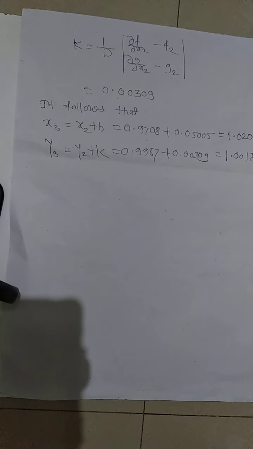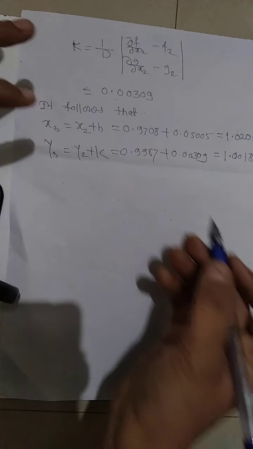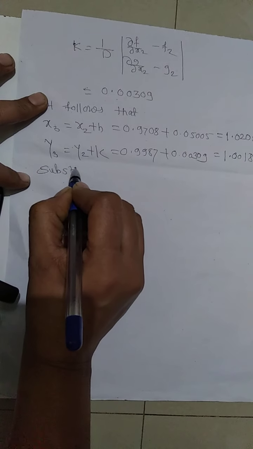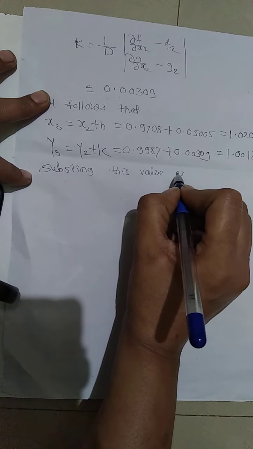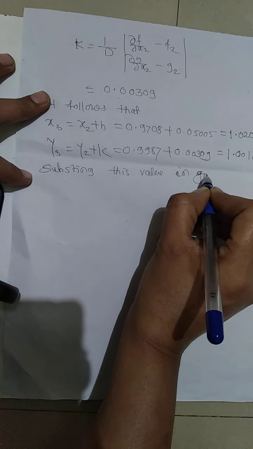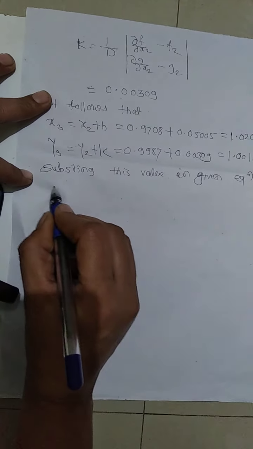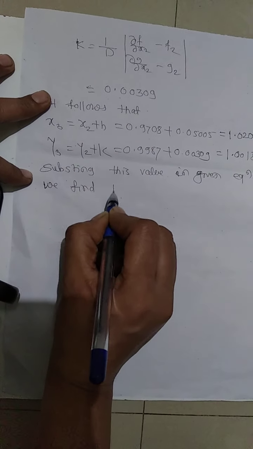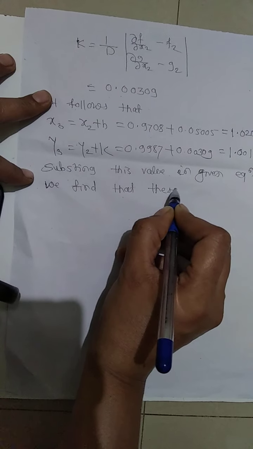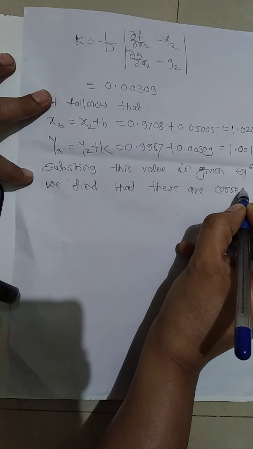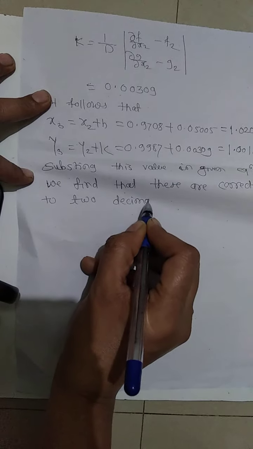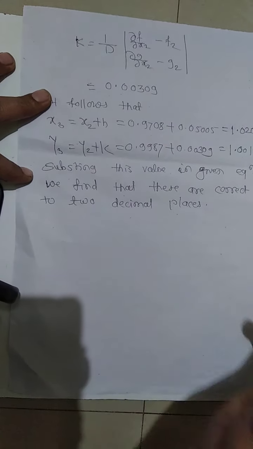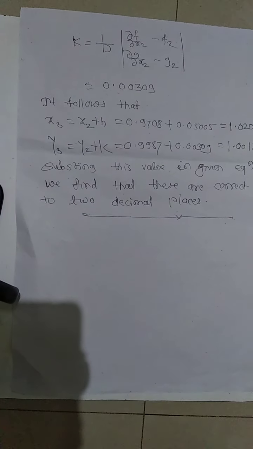Substituting these values in given equation, we find that these are correct to two decimal places. This is the example of Newton-Raphson method.